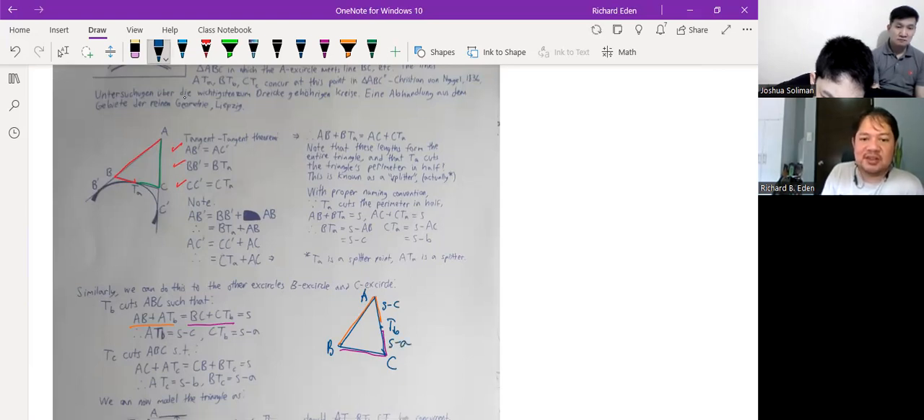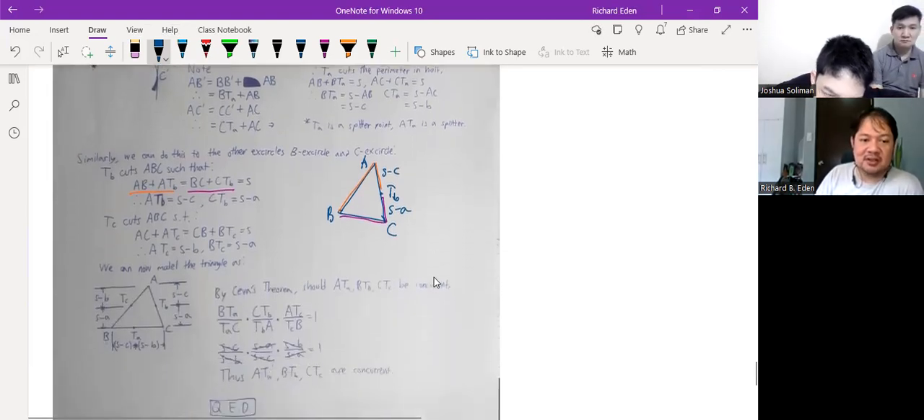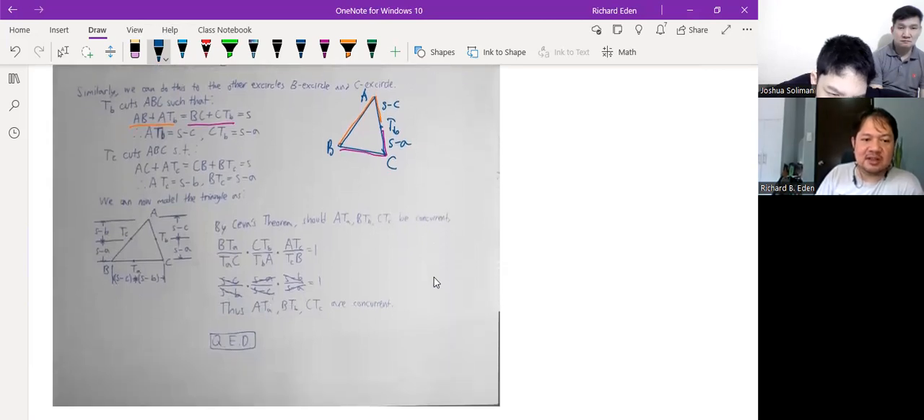All right, so we see the pattern: S minus the length of the side corresponding to the other vertex on the other side of the splitter. This is summarized here. So for example, here you have T sub A, and then C and B. So this is S minus C, this is S minus B.